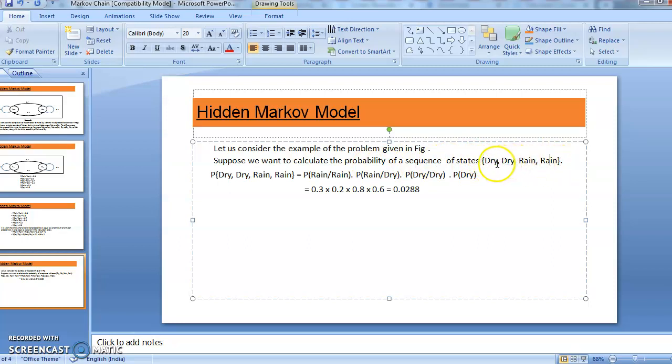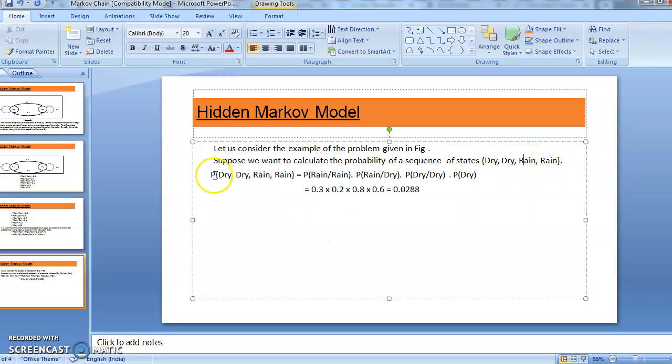But remember how to read this. The first input was dry. Okay, that is the first state. The second input was dry, but how will you read that? First input was dry. Okay, second input, state changes from dry to dry. Third, state changes from dry to rain. Next, state changes from rain to rain.